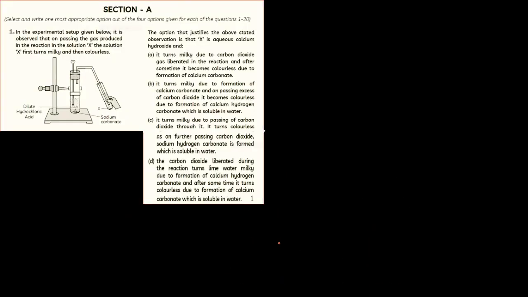It says that in the experimental setup given below, it is observed that on passing the gas produced in the reaction, something happens. First of all, understand what gas is being produced. The reaction is hydrochloric acid reacting with sodium carbonate, Na2CO3. This reaction produces NaCl two times, water, and carbon dioxide, CO2.